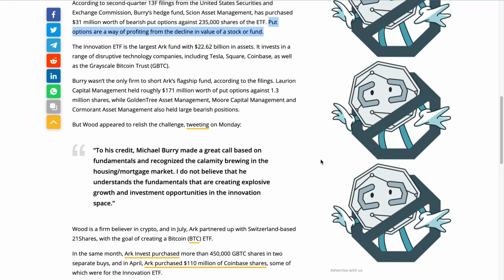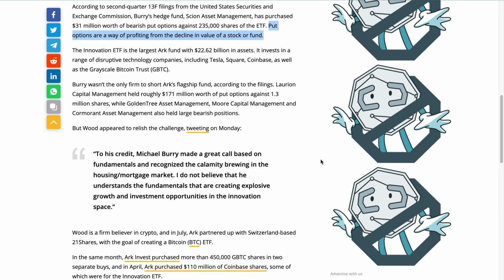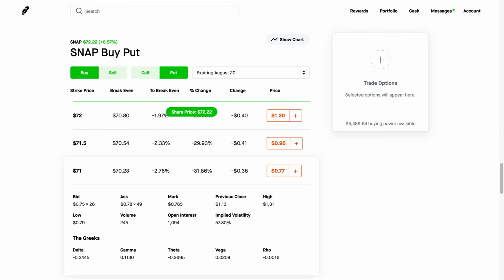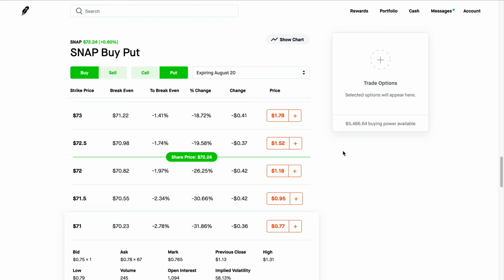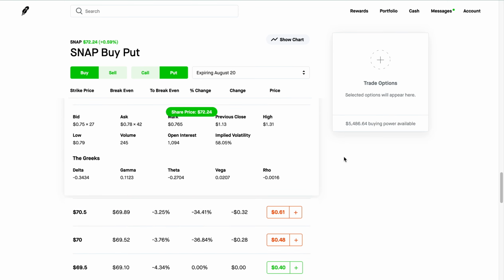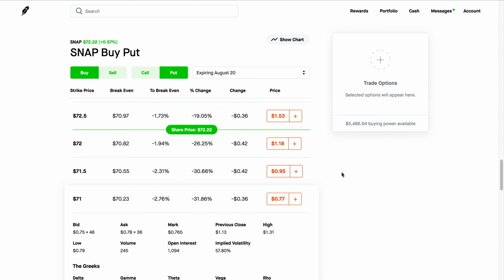Now, what does this mean? Put options are a way of profiting from the decline in value of a stock or fund. Pretty much, say Snapchat is at $72. I put a put at $71. I'm betting that Snapchat hits or goes below $71 in terms of price point. And the further it dives below $71, the more profit I make.